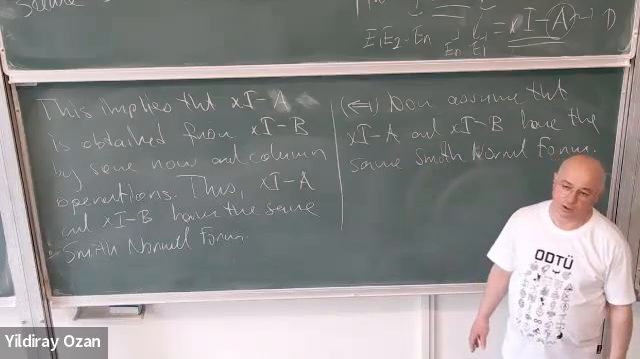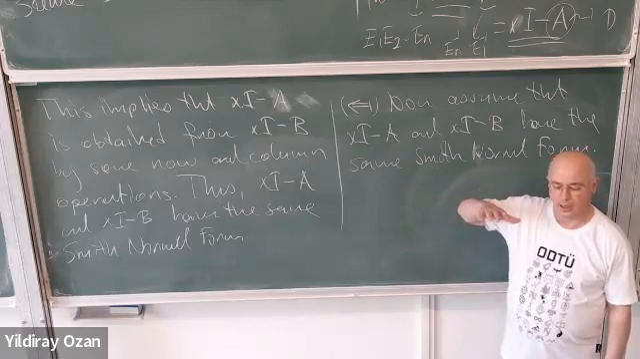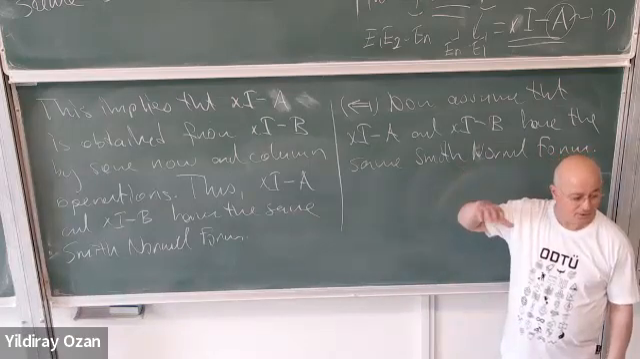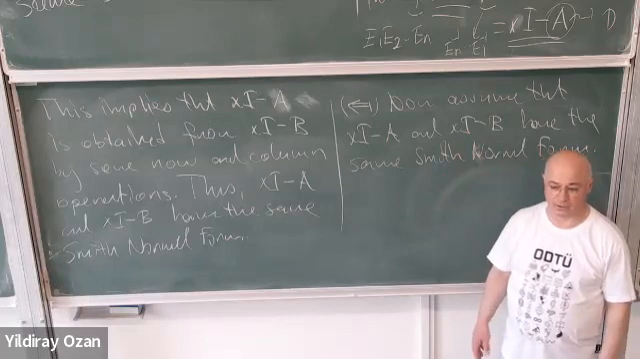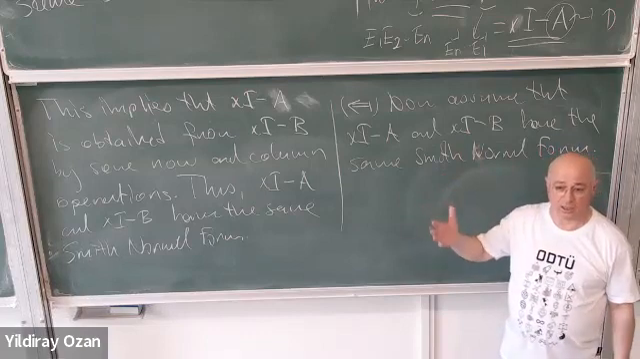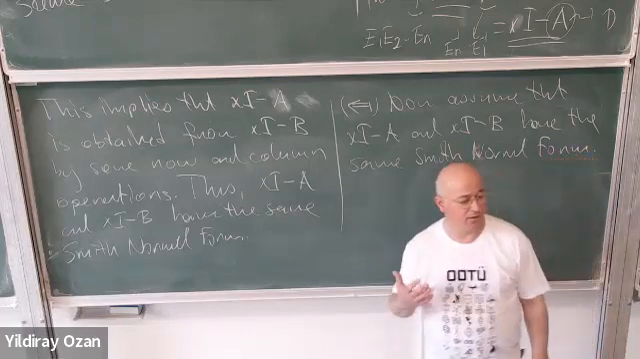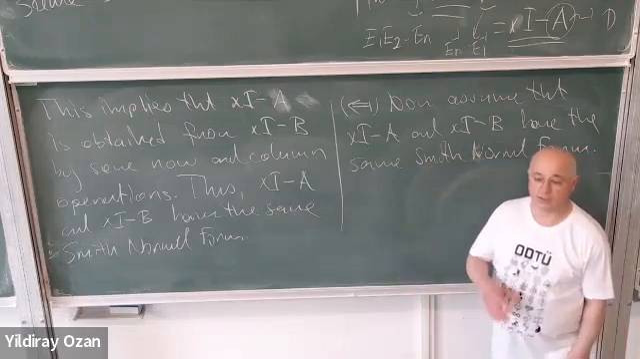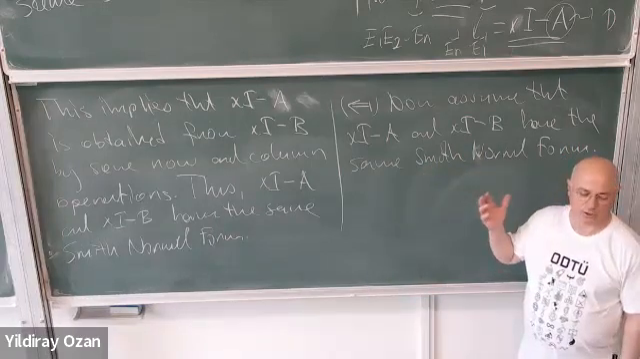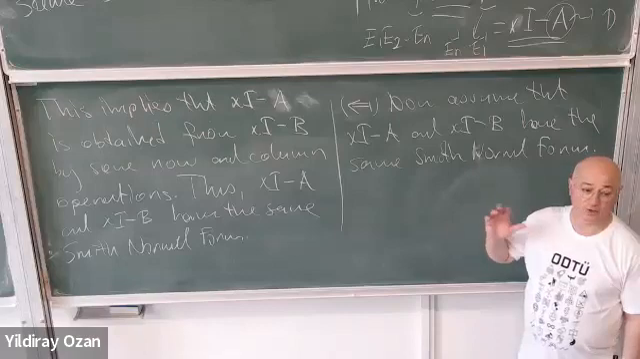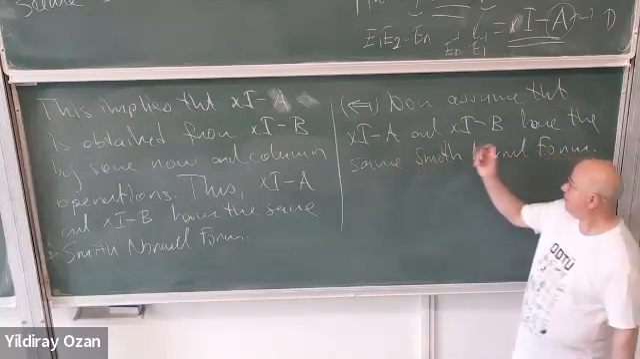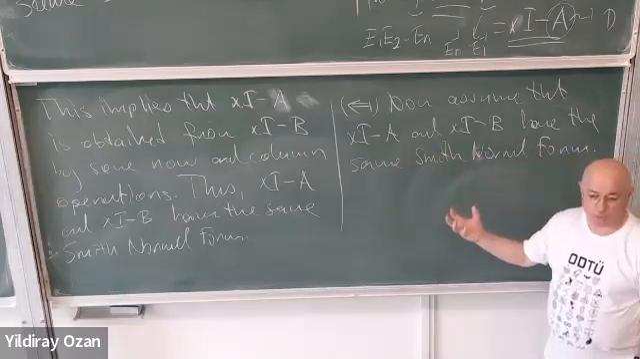Why is that? Because every field actually has an extension so that any polynomial in that extension is a product of linear factors, like complex numbers. R is not like that, but R is contained in C, and every polynomial in C has roots, right? Any polynomial can be written as a product of linear terms. Therefore, we may assume actually that every matrix has a Jordan form. So in that case, this matrix A and this matrix B will have the same Jordan forms.